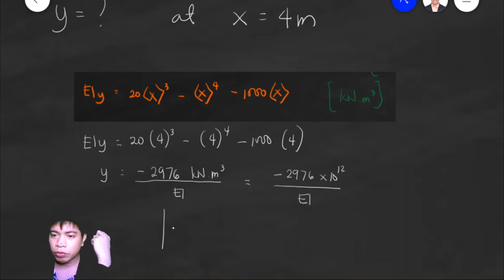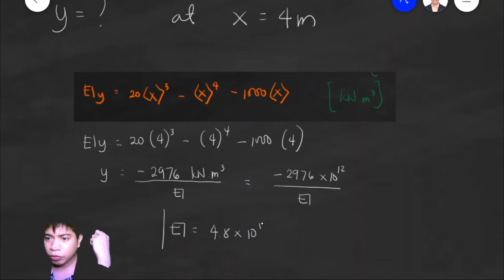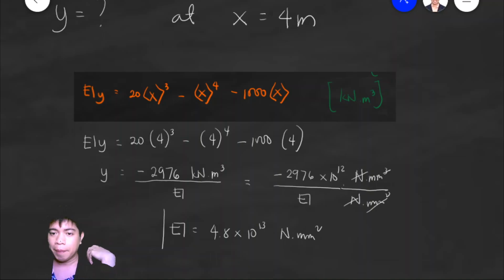So all we need to do again is substitute natin yung EI. Ano nga yung value natin ng EI kanina? That is 4.8 times 10 to the 13. This is Newton square millimeter. So again, yung unit na nito is Newton cubic millimeter. Dito sa baba is Newton square millimeter. So cancel sa Newton, square millimeter cancel, at ang matitira na lang ay millimeter.